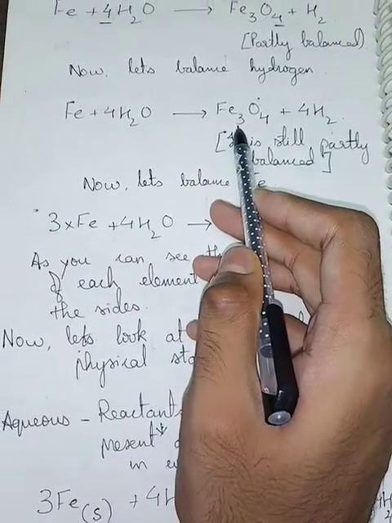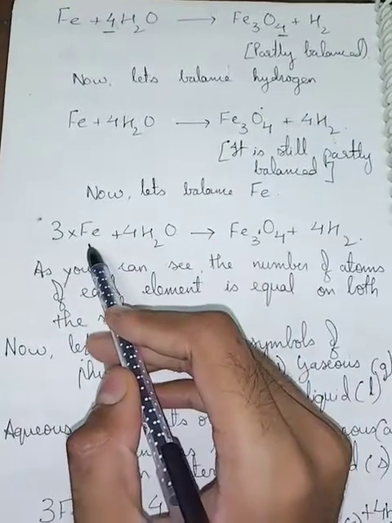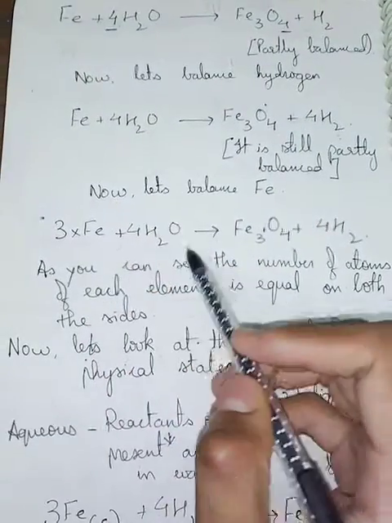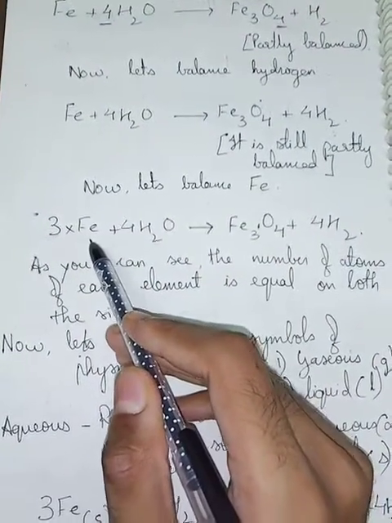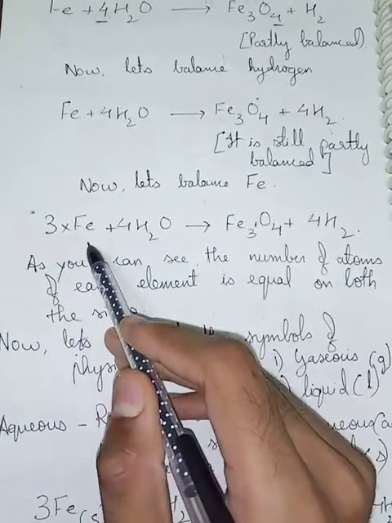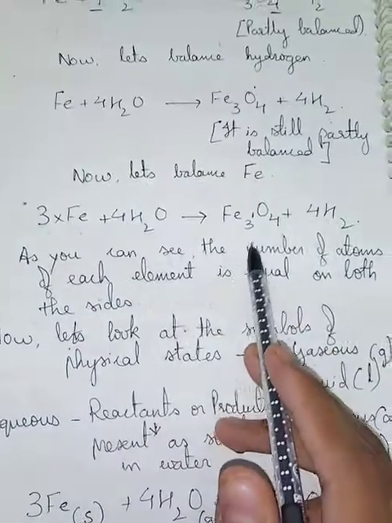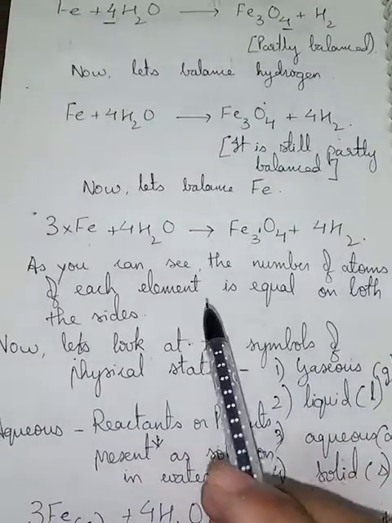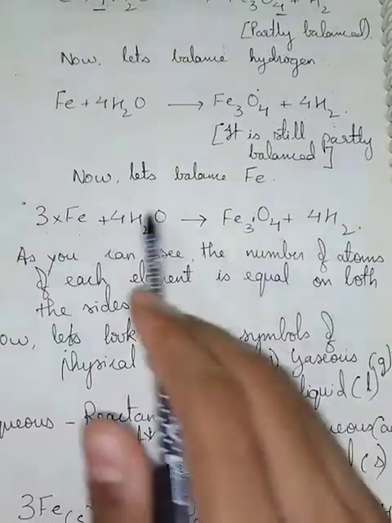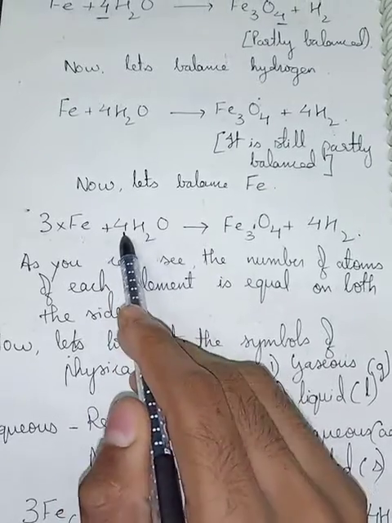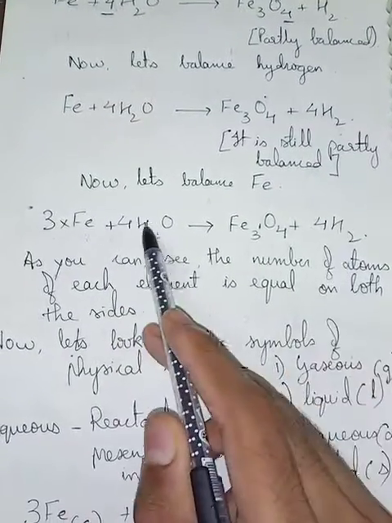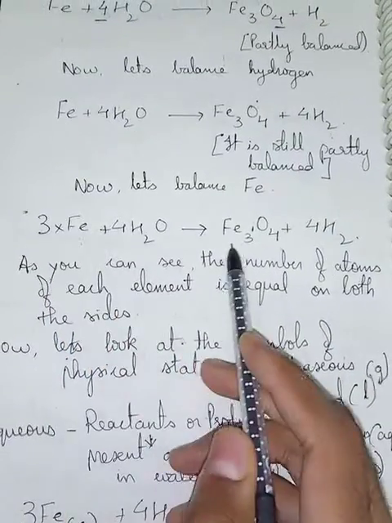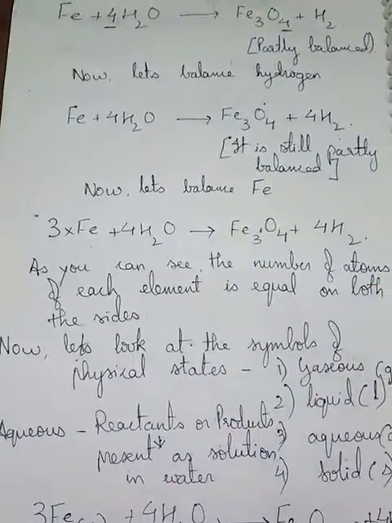On the product side we have Fe3. So on the reactant side also we need to have 3 Fe atoms. To do that we have to multiply 1 Fe by 3. So that makes 3Fe plus 4H2O gives rise to Fe3O4 plus 4H2. As you can see, the number of atoms of each element is equal on both sides. 4 into 2, 8 hydrogens, 4 into 2, 8 hydrogens, 4 oxygens, 4 oxygens, 3 Fe, Fe3. So now everything is balanced.